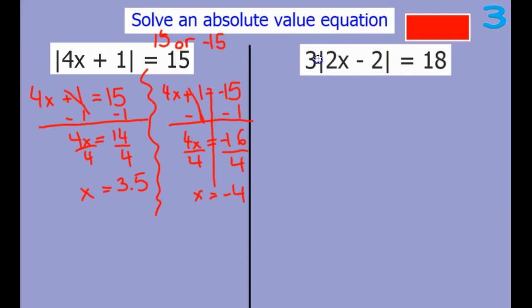Now the 3 is still touching our absolute value. So what that means is multiply. The opposite of multiply is divide. So we're going to divide by 3 to get rid of it. So 3 divided by 3 is 1. That doesn't matter anymore. What we're left with is the absolute value of 2x minus 2 equals 6.